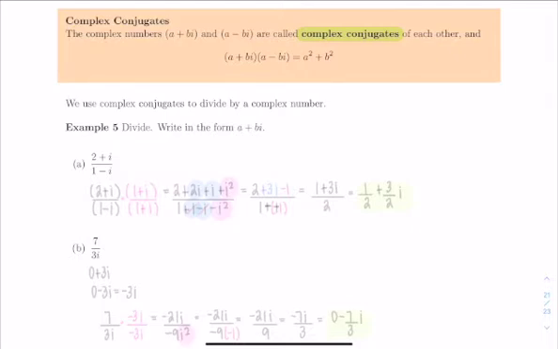So 2 plus i over 1 minus i. We want to multiply the top and bottom by the complex conjugate of the denominator, which in this case is 1 plus i.